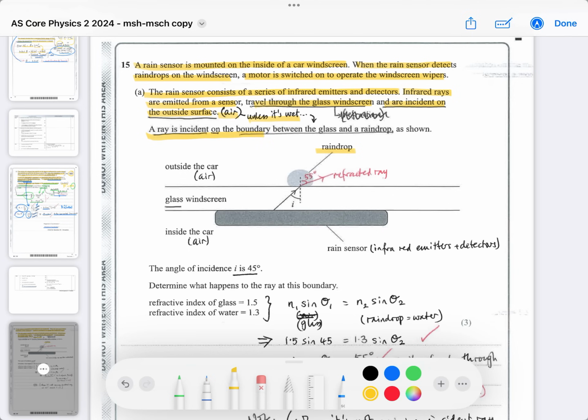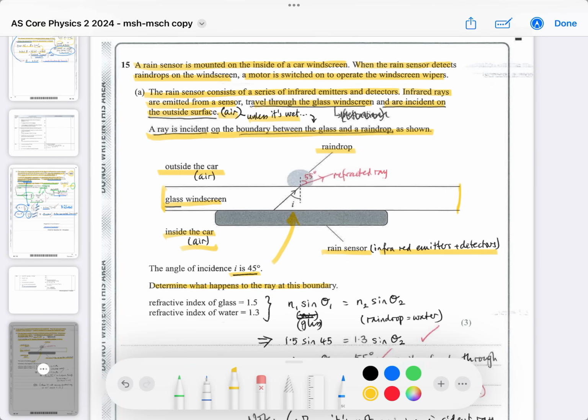The ray is incident on the boundary between the glass and a raindrop, as shown. So normally the outside of the car will be air, but where there's a raindrop, there'll be water. So you've got, this is the glass. This is the thickness of the glass. And of course, inside the car is also air. And here is your rain sensor. So remember they said it had infrared emitters and detectors. The angle of incidence is 45 degrees. So this angle here is 45 degrees.